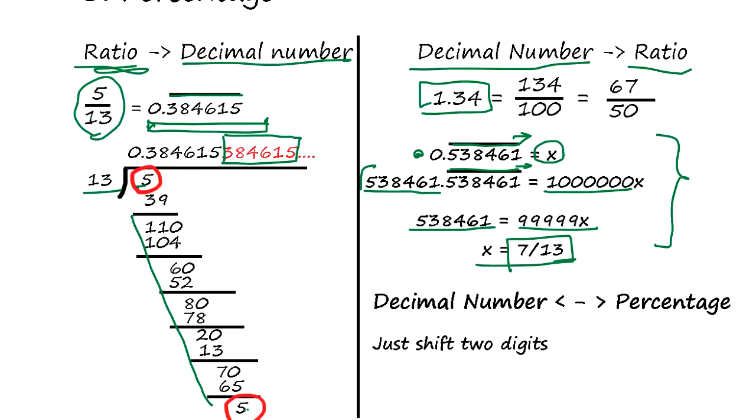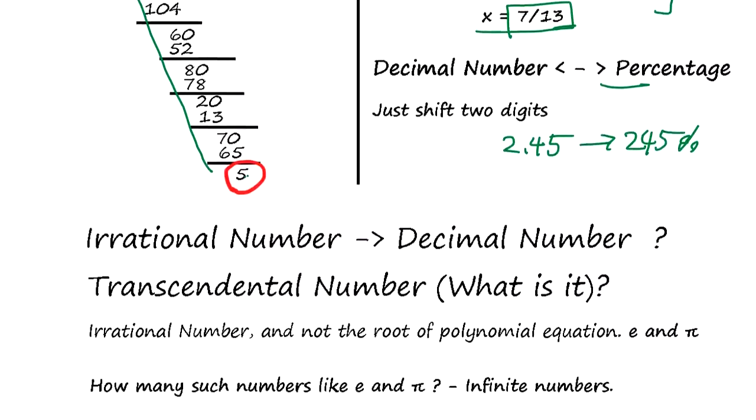Decimal number to percentage is very simple. It's just a shift of two digits, right? Like 2.45 is going to be 245%. So it's just a different way to write the same number, identical. That's what you need to know.